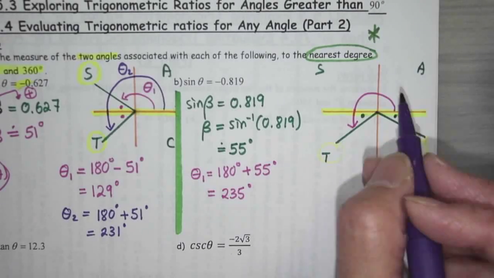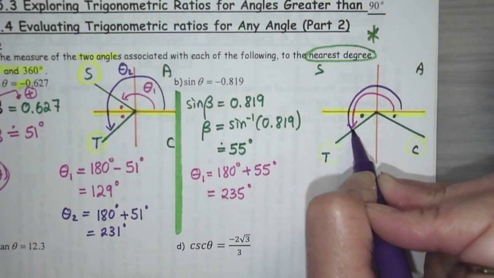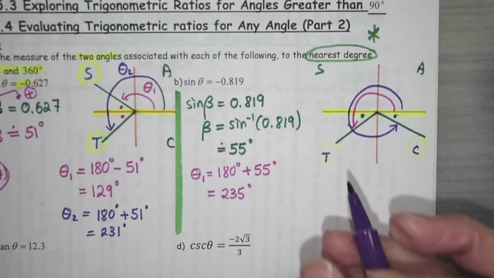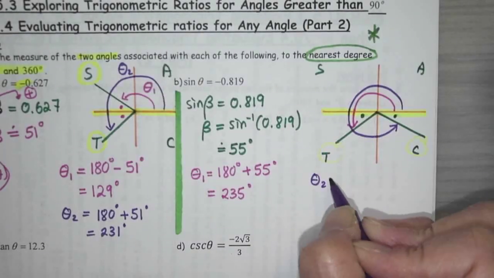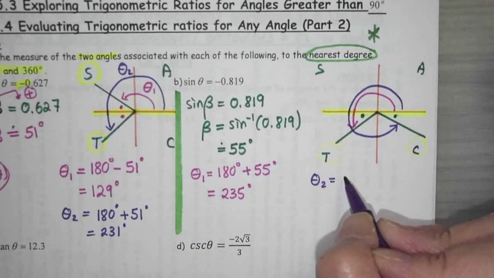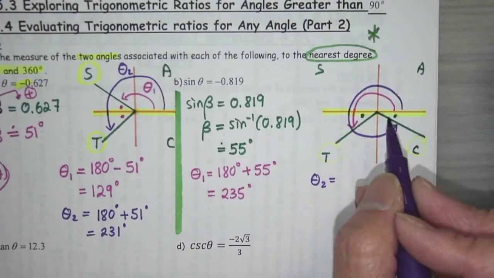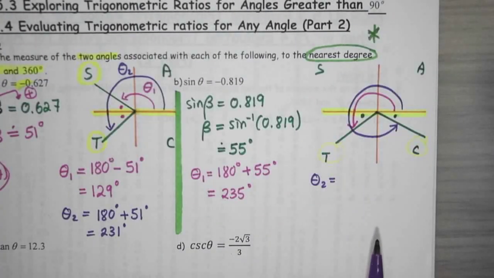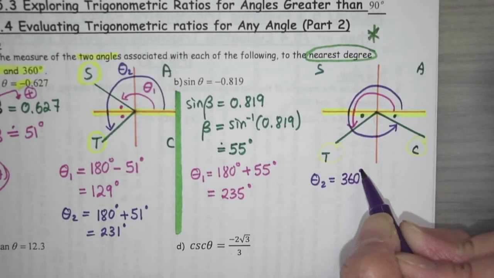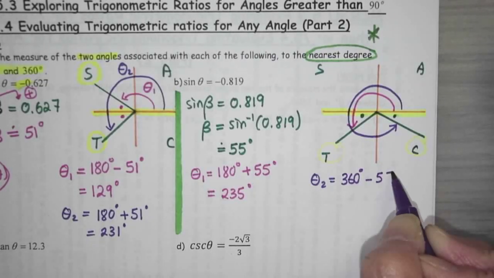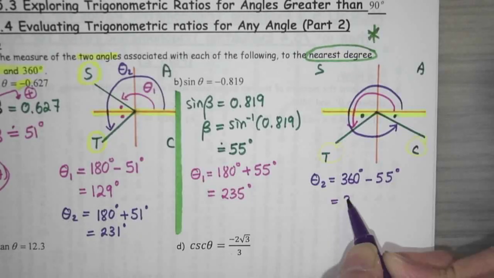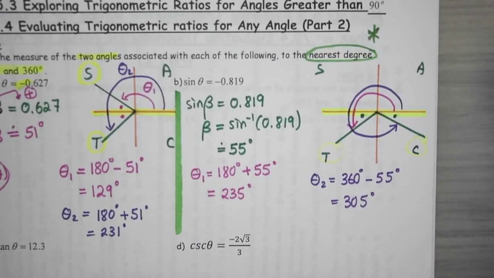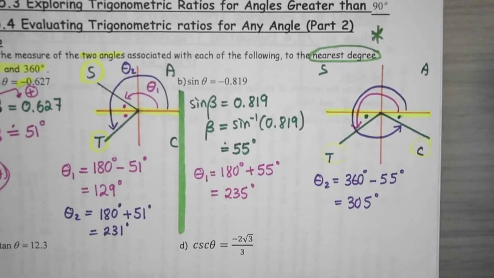Then my theta 2, ready? From the positive, whoosh all the way around here. So my theta 2 is going to be, how do I get this whole thing minus that slice? 360 minus the 55, which would get me 305. That's it. We get my 2 answers. 2 beautiful answers.